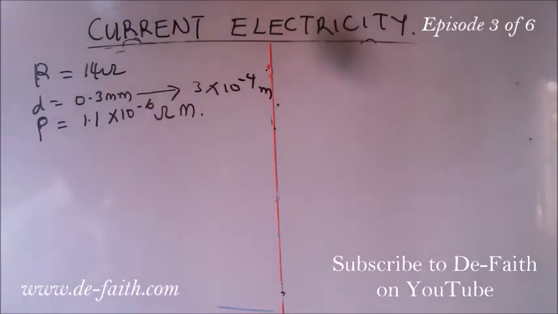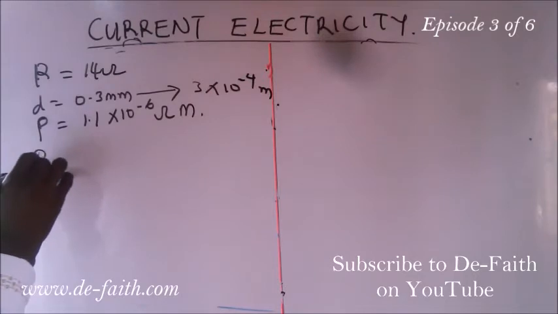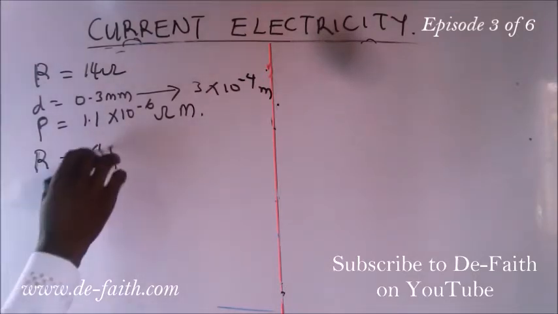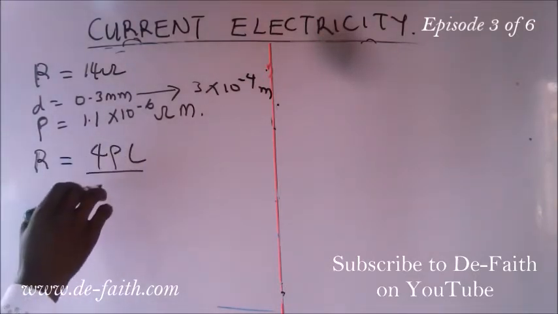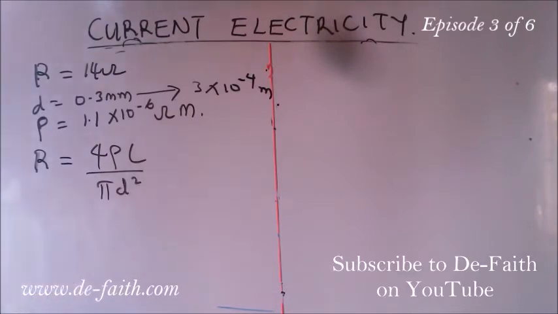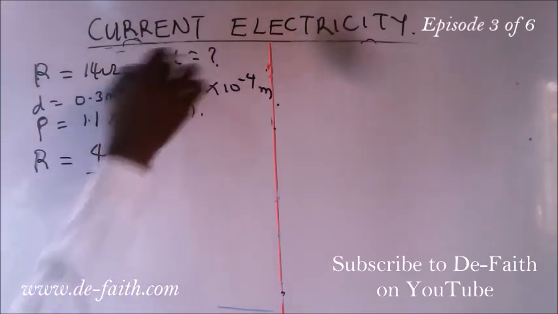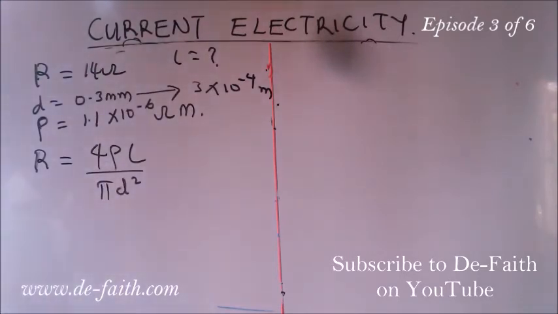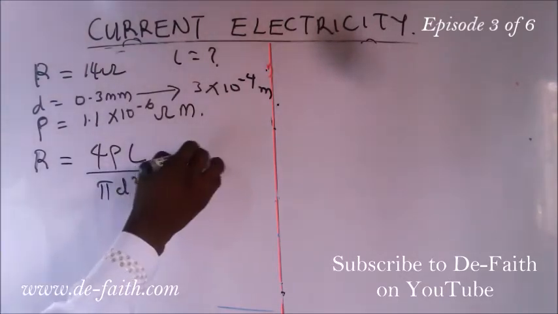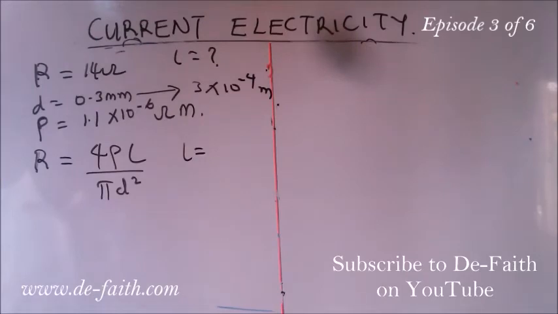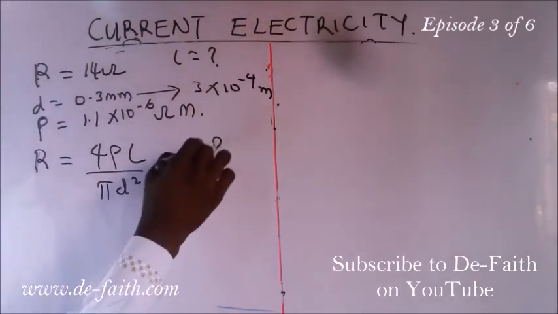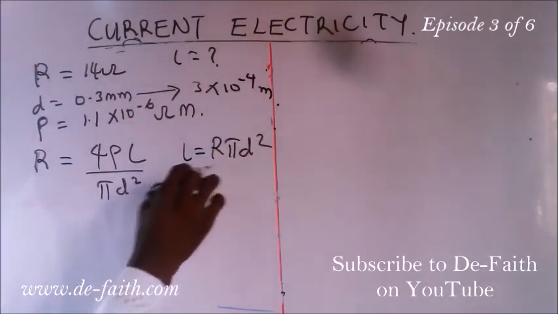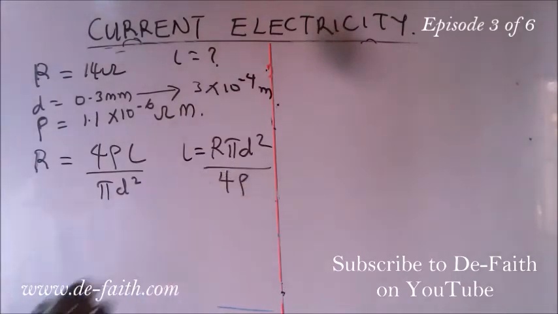Then we bring in our formula, which says that resistance is equal to 4 rho L over pi d squared. In the question, we have to look for the length, which is unknown. So make L the subject of this formula. When we make L the subject of the formula, you would have L equal to R pi d squared over 4 rho.